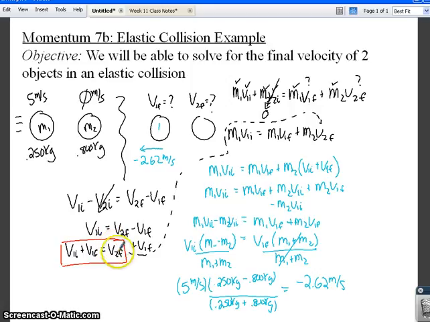So v2 final is going to equal v1 initial, 5 meters a second, plus negative 2.62 meters a second, and that means v2 final is going to equal 2.38 positive meters a second. So notice how I have an elastic collision. I have two equations, two unknowns. I plugged in for one equation to solve for the next, and this one's going to be moving at 2.38 meters a second in the positive direction.